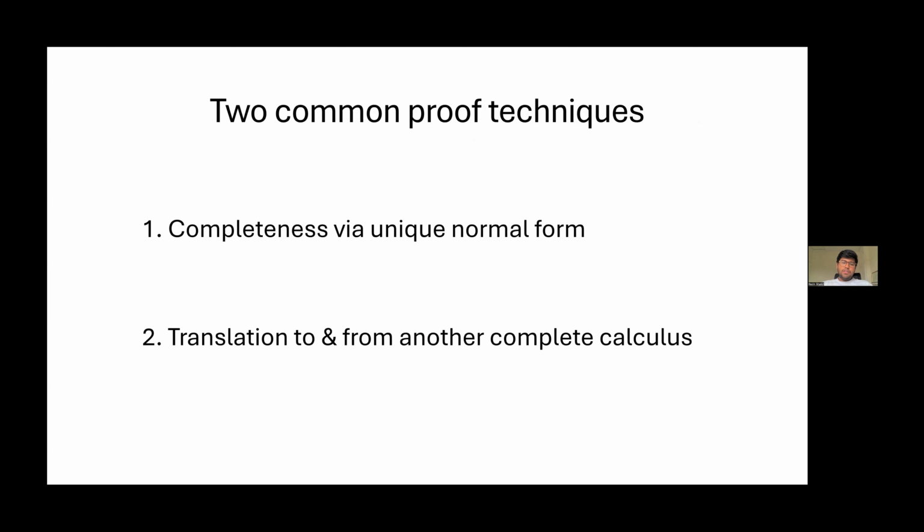But the approach that we will take here is the second one, where we already have a calculus that's complete, and we can translate the completeness result from that calculus to the calculus that we care about. So in this case, that will be the ZX calculus for us, and we will translate the completeness from the ZW calculus.